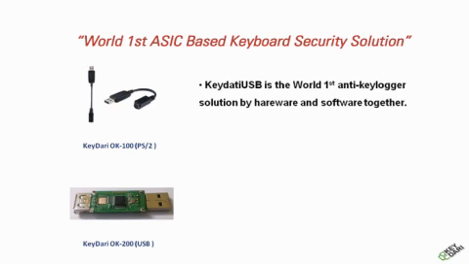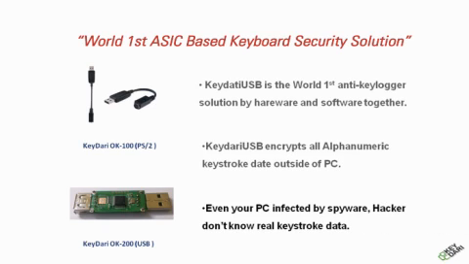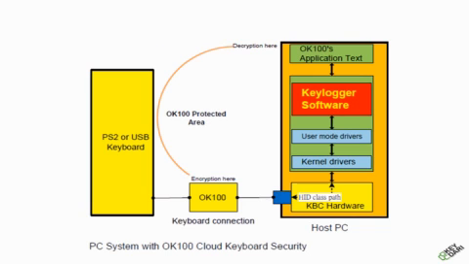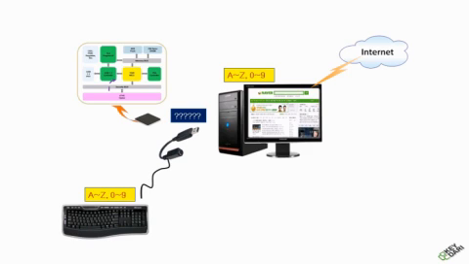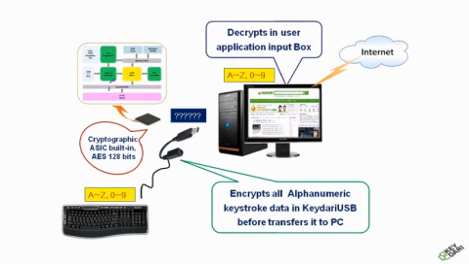KeydariUSB is the world's first anti-keylogger solution combining hardware and software, and it's an important component for cloud computing. KeydariUSB architecture is a secured user data input system that encrypts keystroke data in keyboard hardware and decrypts it in the Keydari application software. This way, KeydariUSB can resist spywares that are stealthy in nature. Even if there are spywares running in the PC, they can't get the real keystroke data because KeydariUSB encrypts keystroke data before transferring it to the PC.